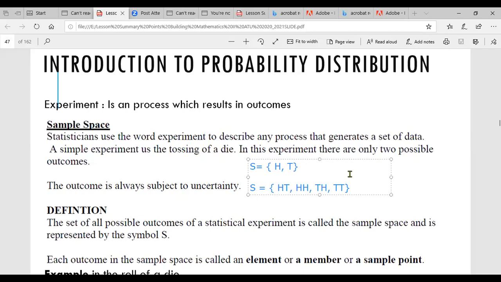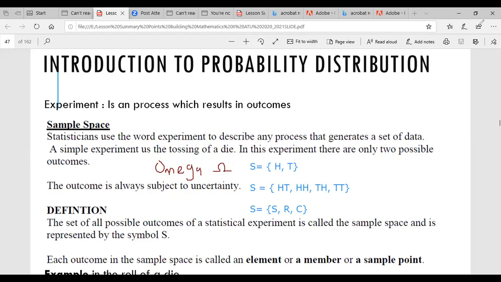Now, if it's in weather forecast, today might be a sunny day, a cloudy day, or a rainy day. So there are three possibilities. The possibilities of our sample space are a sunny day, a rainy day, or a cloudy day. So the set of all possible outcomes is what we refer to as our sample space. Now, at times, instead of using S for the sample space, we use the notation omega. So when you see omega, it's the same as capital S, which is the sample space.